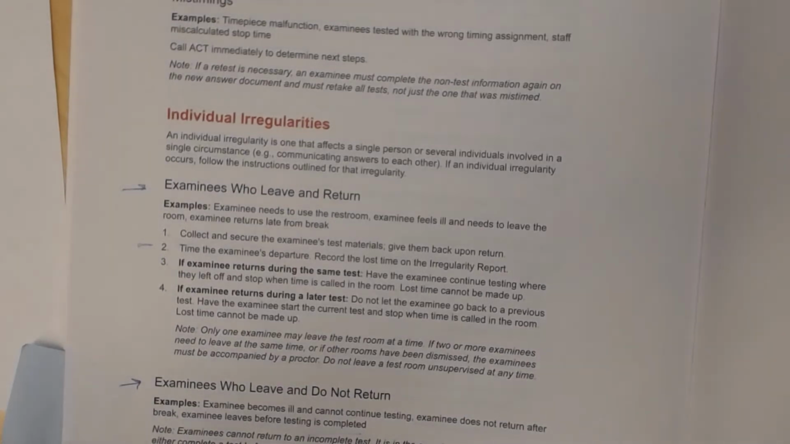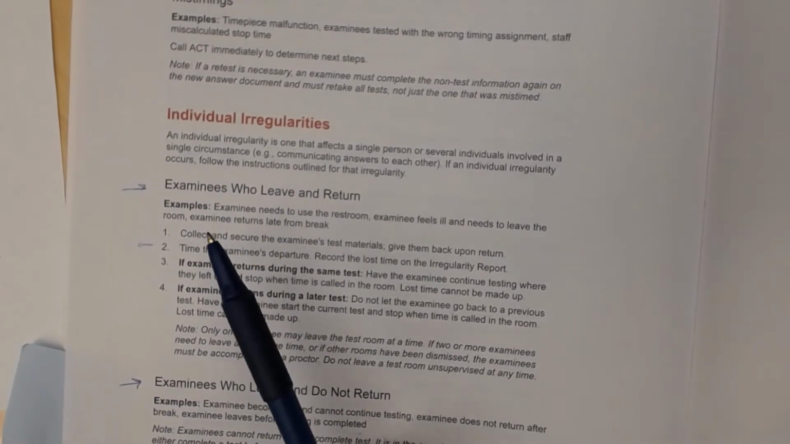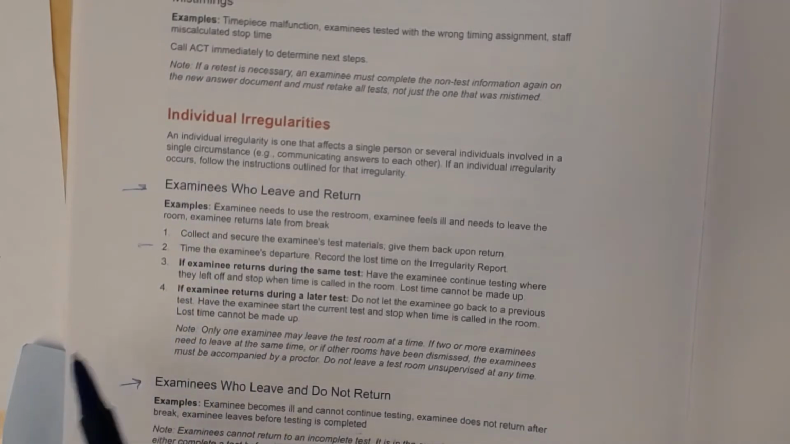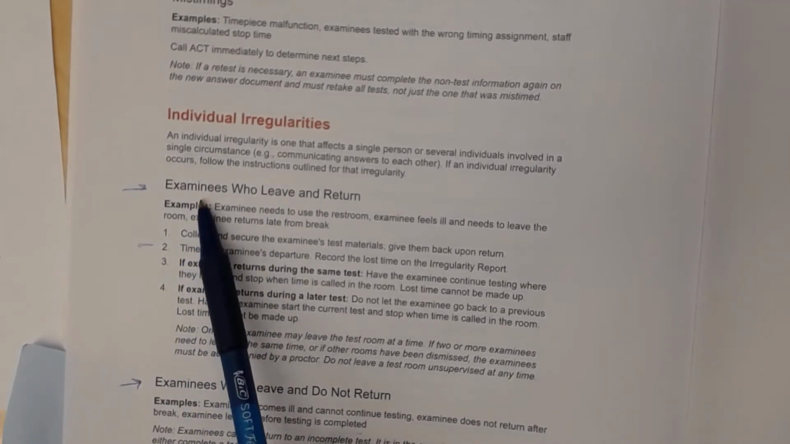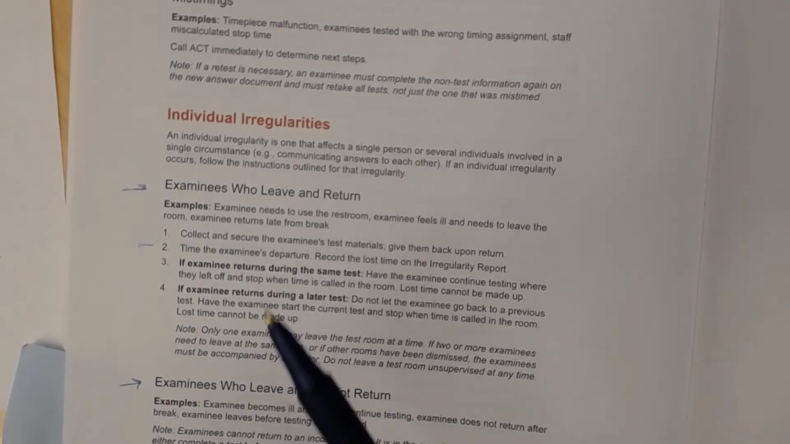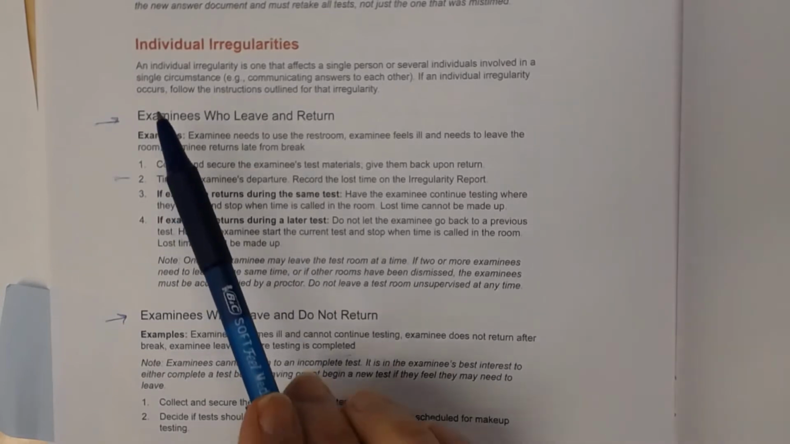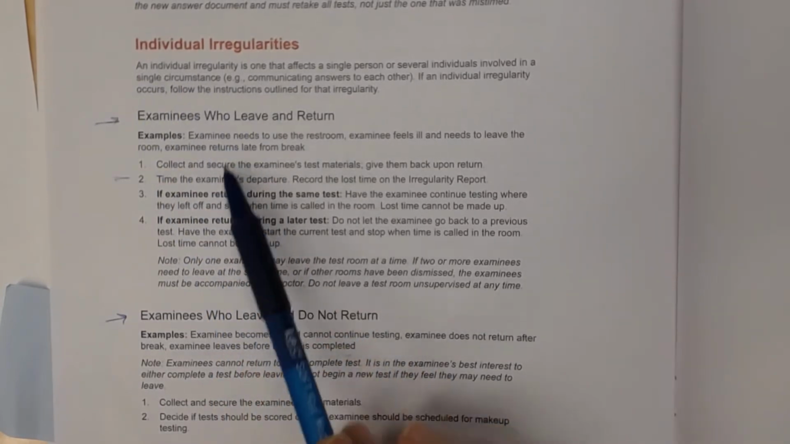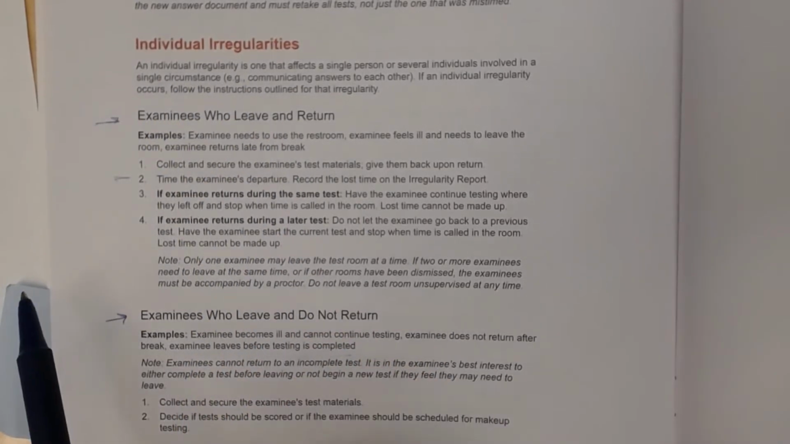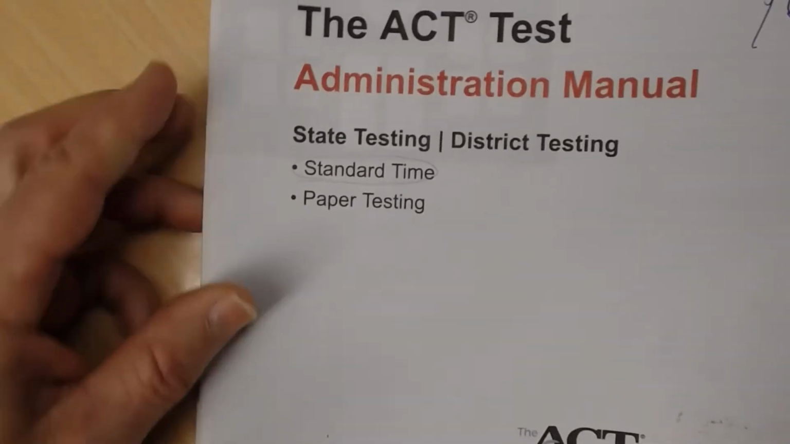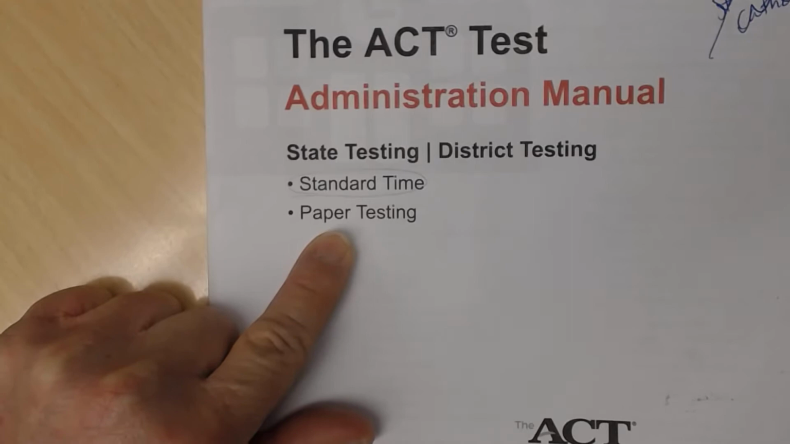Our discussion today will be on individual irregularities, but we're going to focus on just two of them: examinees who leave and return, and examinees who leave and do not return. Remember, we're only looking at these two individual irregularities. This is for standard time only, so this discussion only references standard time testing.